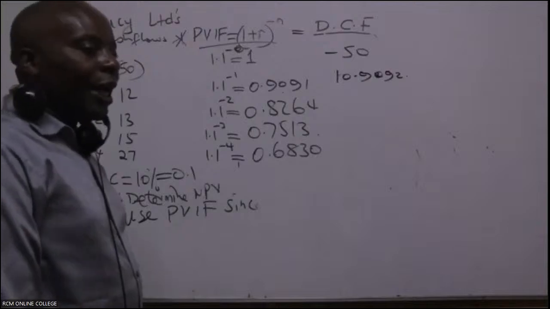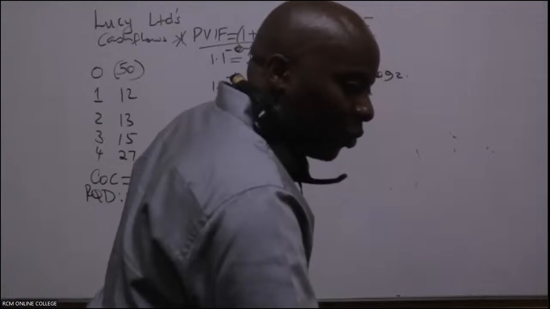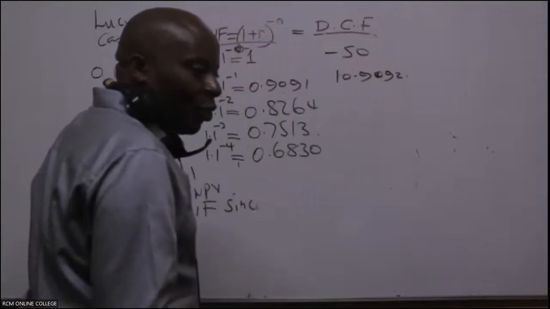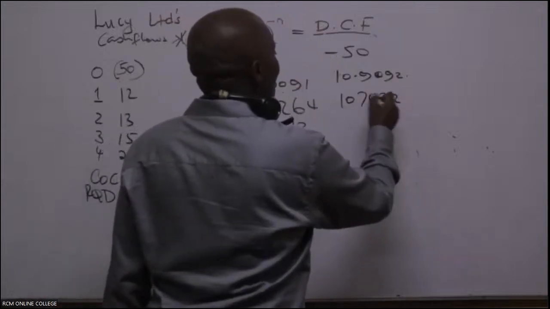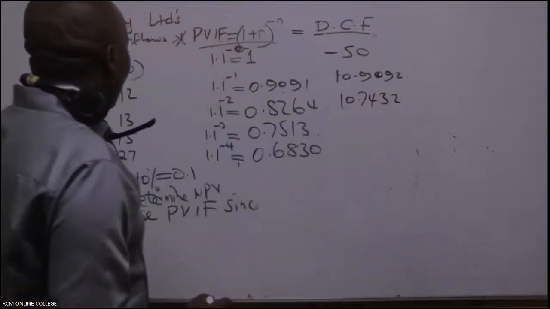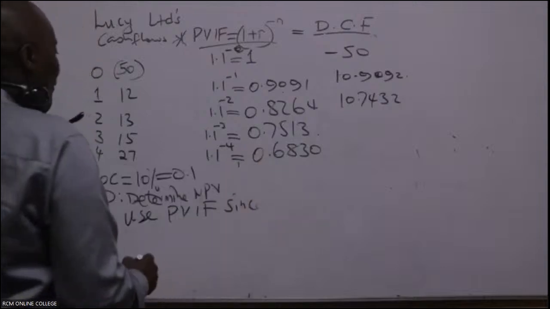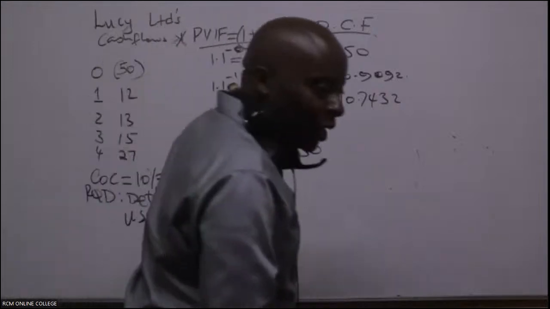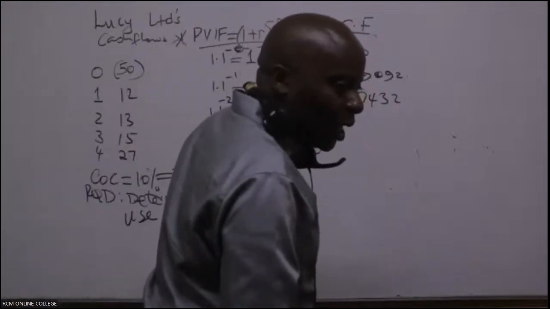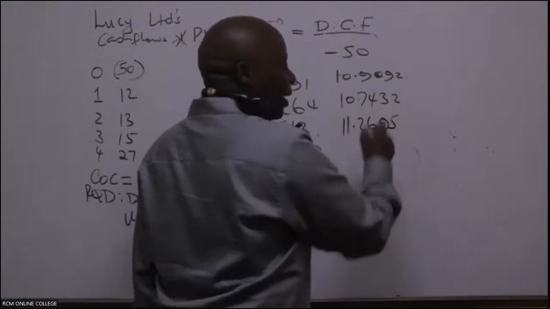How about the third one? When they multiply the third one, they're getting 1074.32. And then, ladies and gentlemen, we have this one here, 15 times 0.7513, and we are able to get there 11.2695.